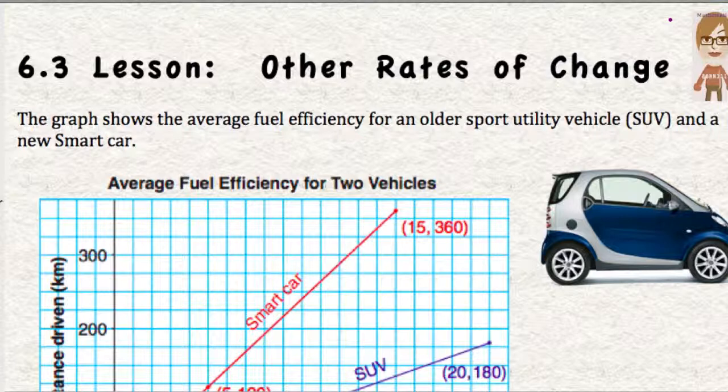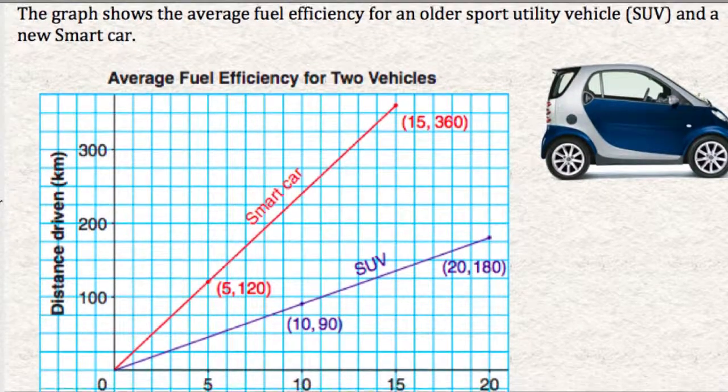So the graph shows the average fuel efficiency for an older sport utility vehicle and a new smart car. So somebody who drives an SUV as compared to somebody who drives a newer smart car, you can kind of imagine that this fuel efficiency would be a lot higher for a smart car because they don't use much gas.